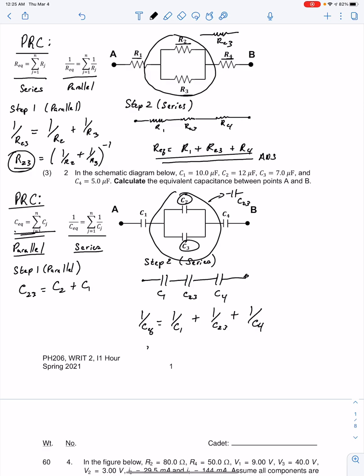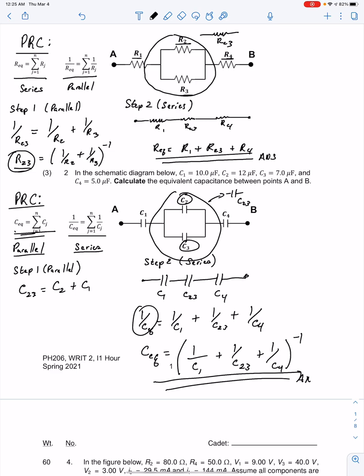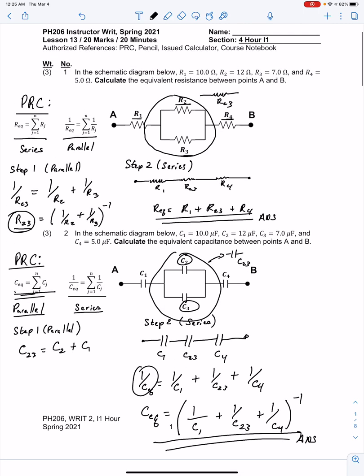And in order to get the inverse of this, just make sure that you put this to the power of -1 to find the inverse. And voila. That is the answer for your algebraic answer for capacitors. And this concludes this video for our review in resistors and capacitors.